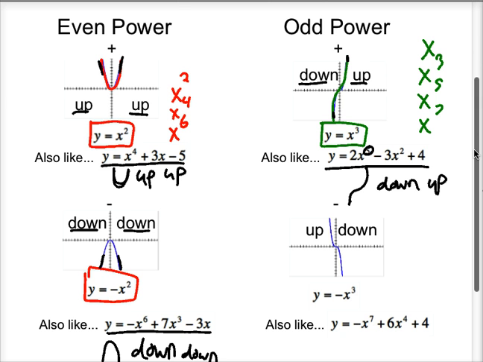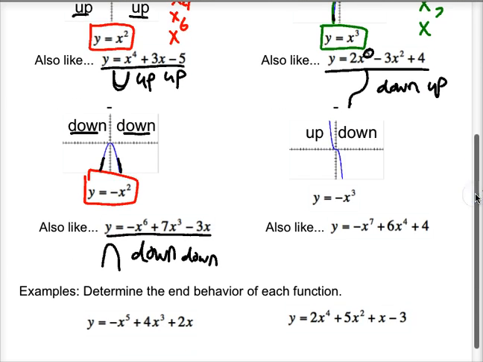And the final one: what if I have my cube, but it's negative? So now notice it kind of flips it down on itself. So now it's coming downward instead of going upwards. So this side is starting up and then ending down. So that's where the up-down name comes from.